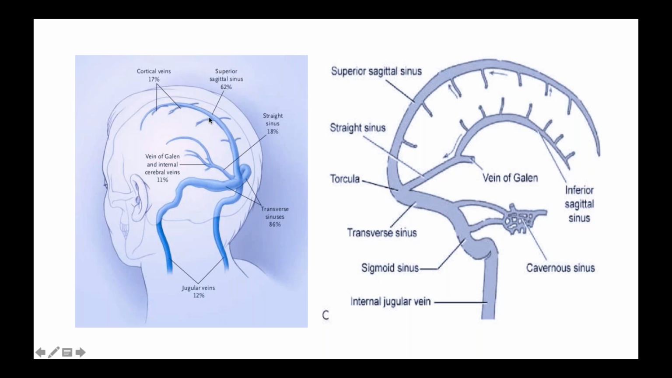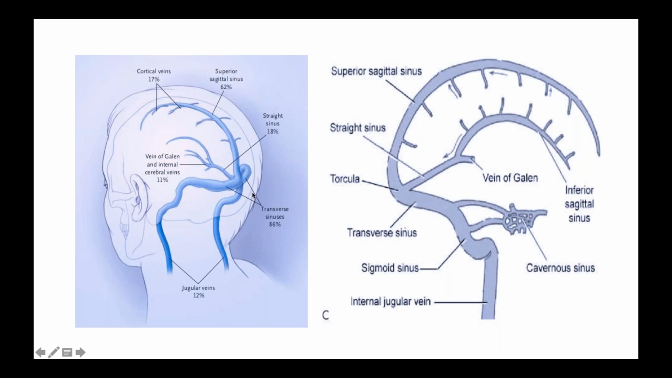Now the deep vein network. It includes the internal cerebral vein. There are the internal cerebral, medullary, thalamic and choroidal veins, which converge centrally at the vein of Galen. So this is the vein of Galen, and it drains into the straight sinus, and they all meet at the torcula. So the superficial and the deep system meet at the torcula, and the bilateral transverse sinuses.